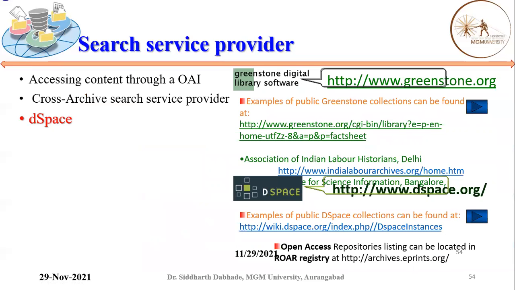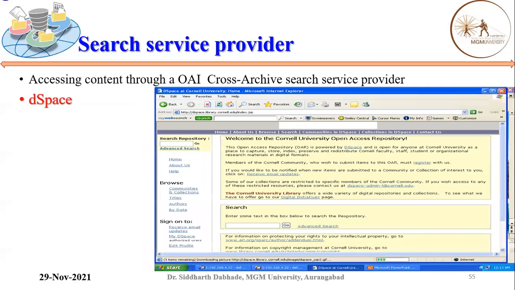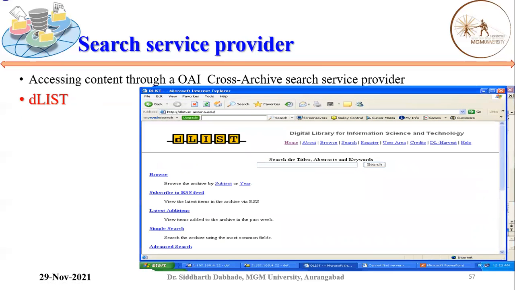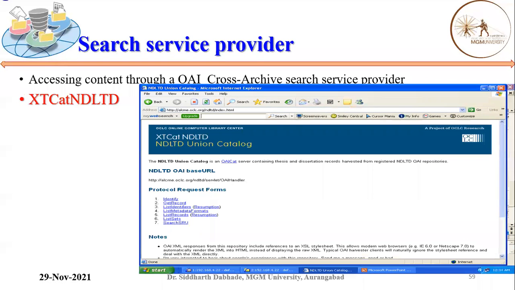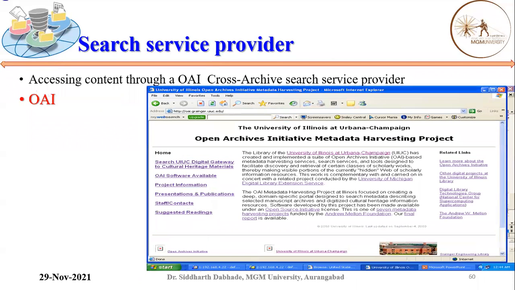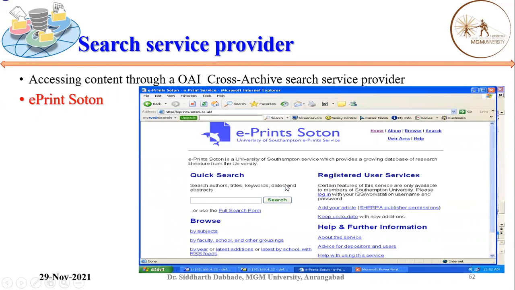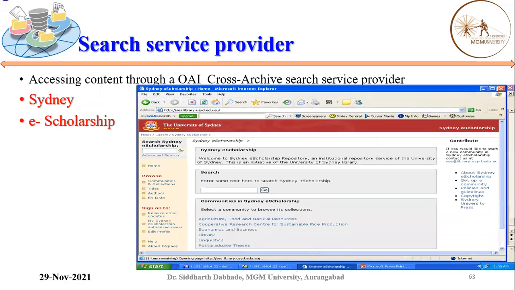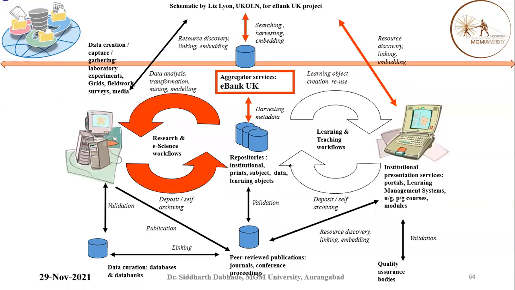DSpace is very popular and very famous. Then OAI, the Open Archives Initiative Protocol for Metadata Harvesting project, EPrints Soton, developed by the Sydney Scholarship. This is one type of repository.